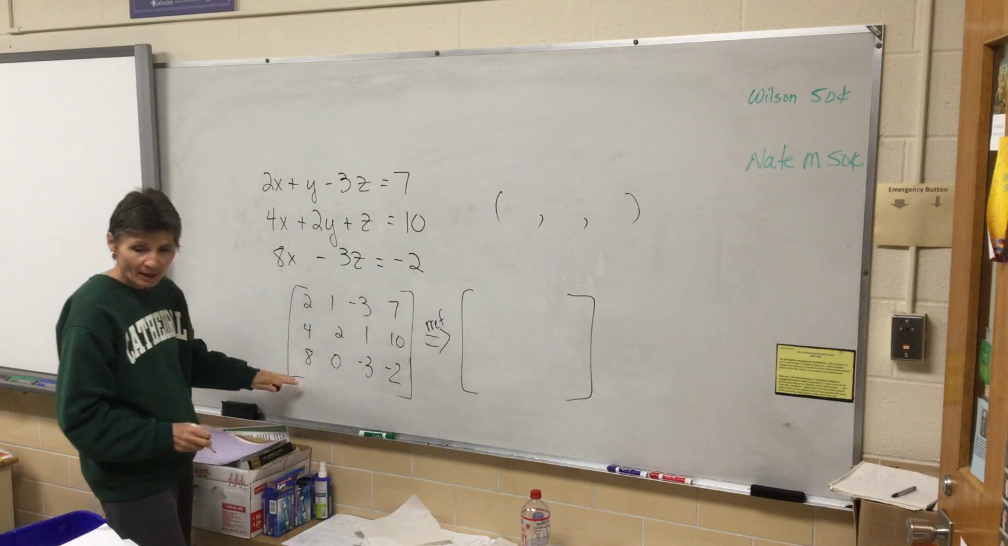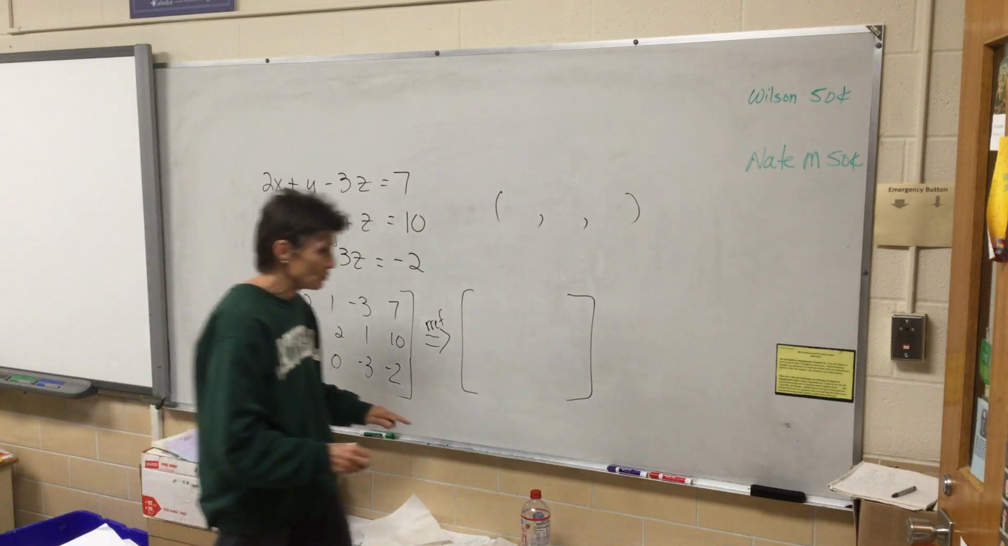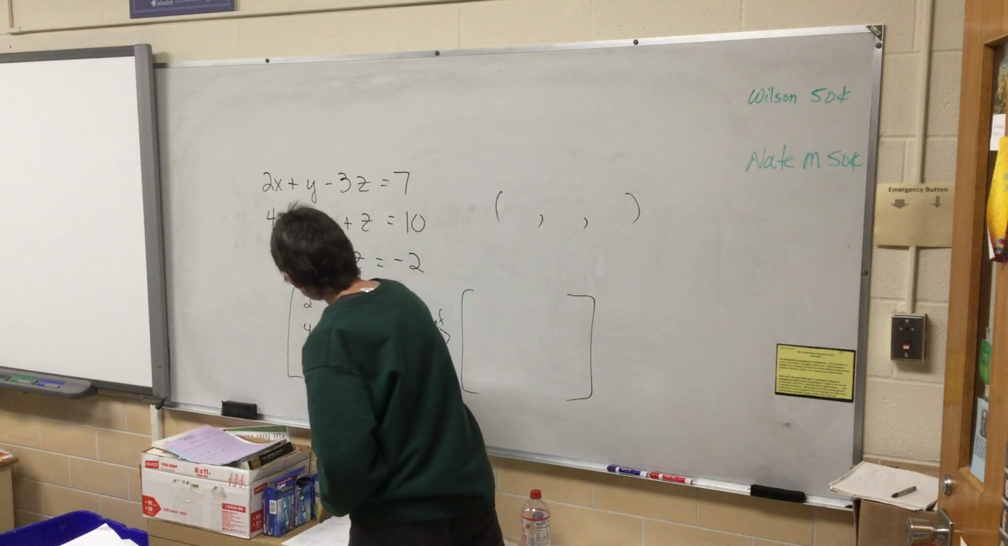Did everybody catch that bottom row has a 0 in it? And did you catch that the 0 is here in the Y spot?